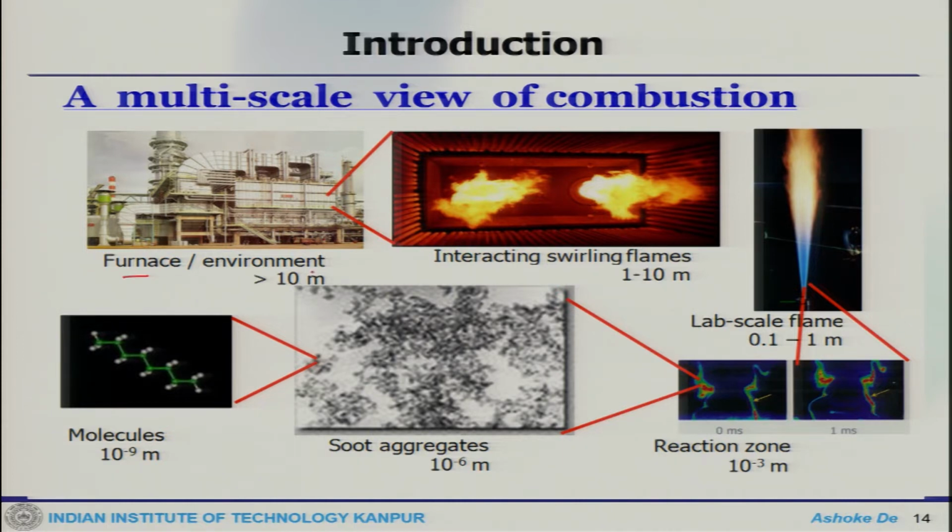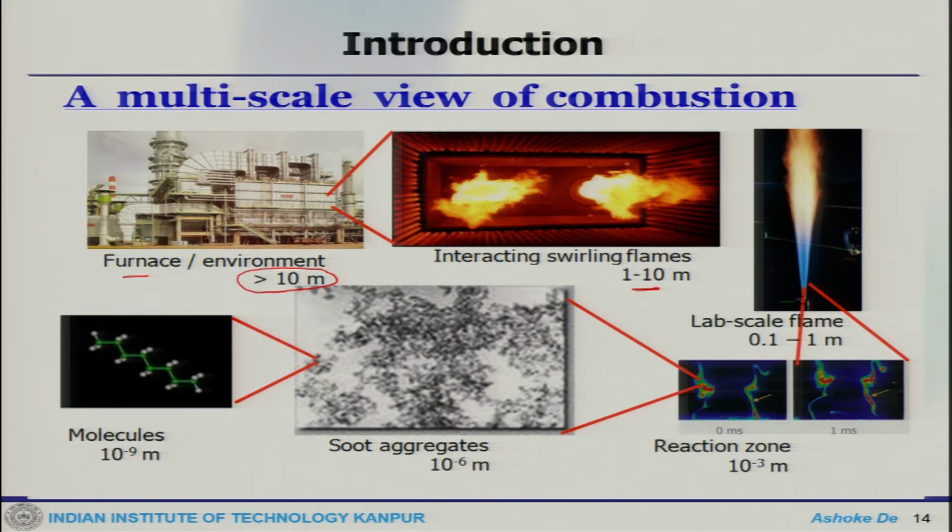Why we say multi-scale is because here the scale is always higher than 10 meters or so, but when you look at some other aspect, where the swirling flames are interacting, this is a different scale. So there is a change of scale between this application and this application.